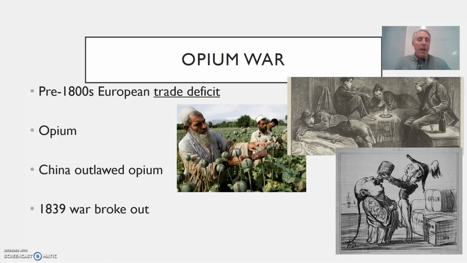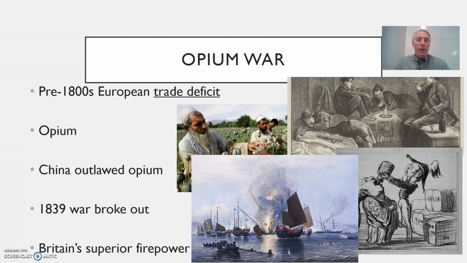By 1839, Britain was industrialized and they had superior firepower, now using their cannons and their gunships. Here you see the British gunships off here, and you see how the Chinese were still using old-fashioned frigates and junks, and they were being blown out of the water literally. The British easily defeated the Chinese.